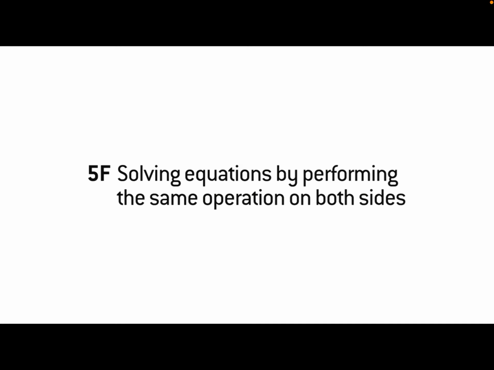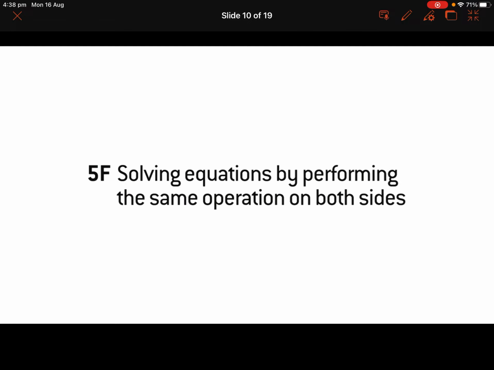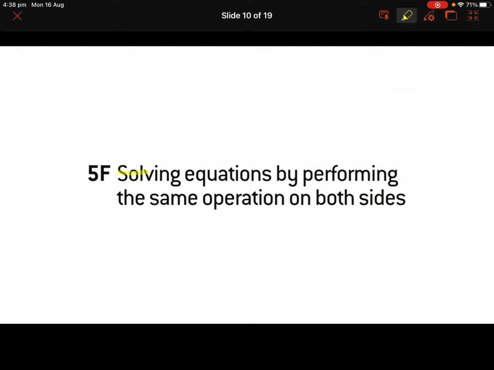Alrighty, so today we're looking at chapter 5F, solving equations by performing the same operation on both sides. Just from the title, I can see that we're solving equations. That means we're trying to find what the x equals, what the y equals. So we're trying to find the variables. We're solving it so that there aren't any unknowns, so that we know them. And we do that by performing the same operation, okay, on both sides.